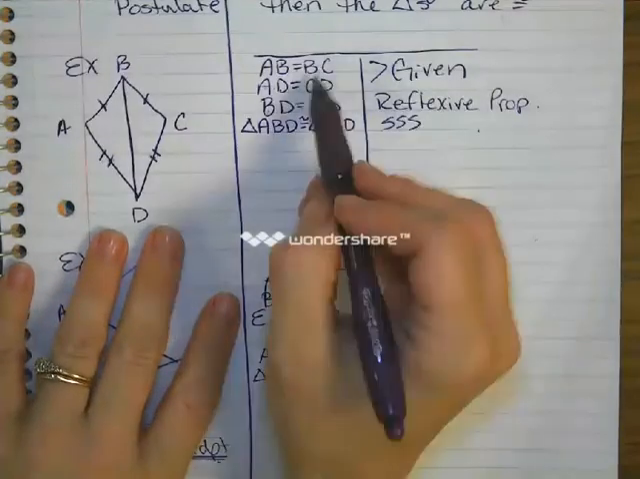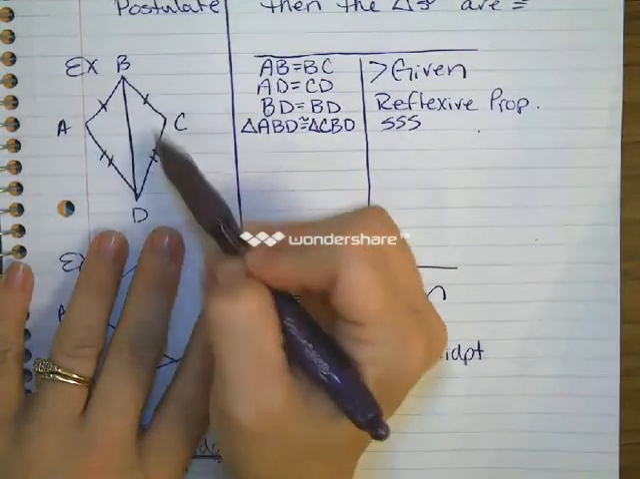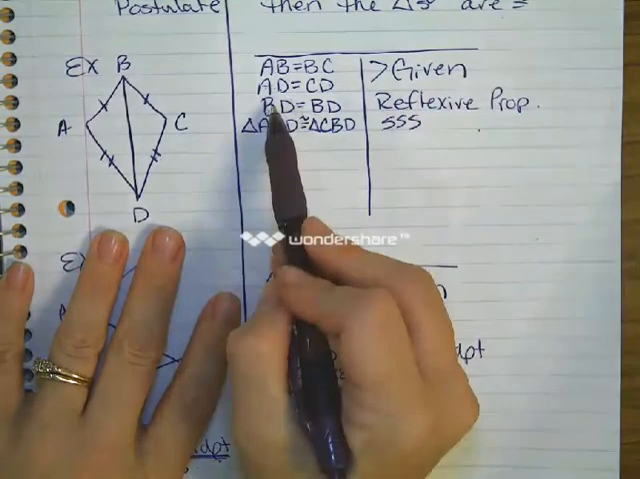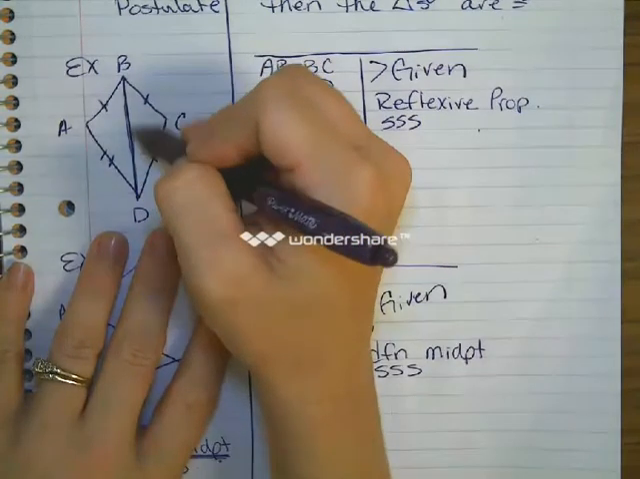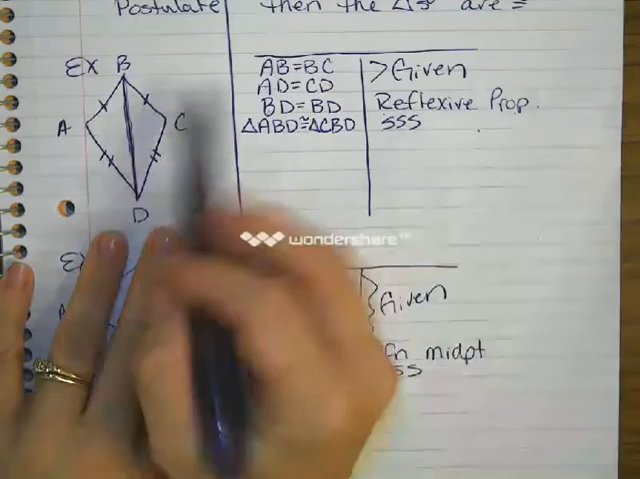These two are congruent because they are the exact same side. That's the reflexive property. So the triangles are congruent because we had 3 sides, so that makes it the side, side, side postulate.